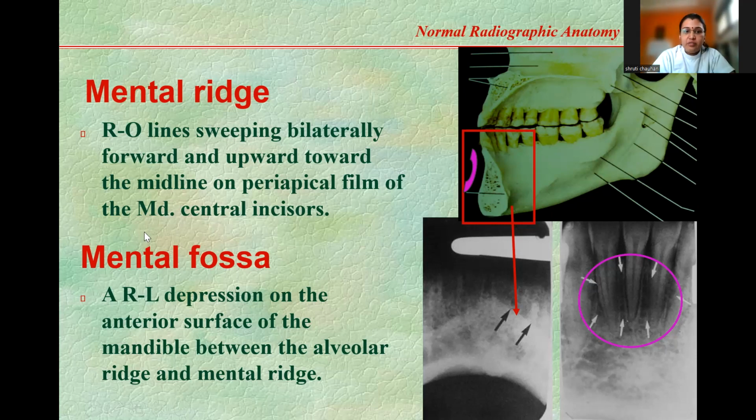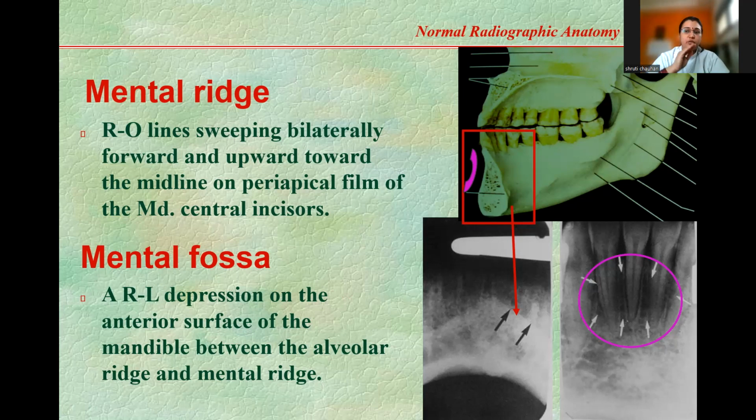Now, what is the mental fossa? It is a depression on the anterior surface of the mandible between the alveolar ridge and the mental ridge. So what is the alveolar ridge over here? This, where the teeth are, that is the alveolar ridge. In the mandible, you have the inferior part of the mandible, you have an alveolar ridge where the teeth are, and in between you have the mental ridge.